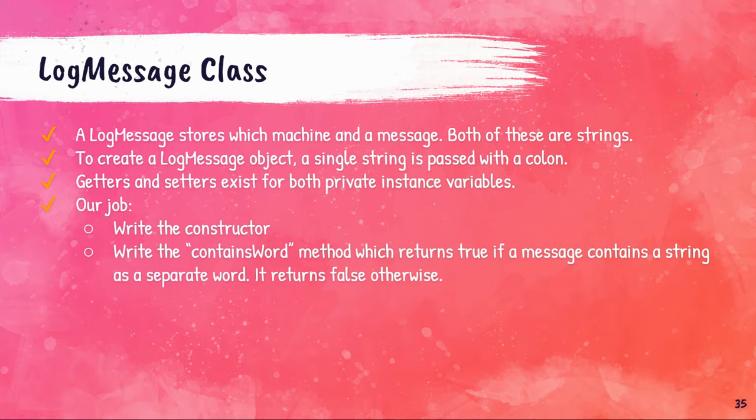All right, the last one. This is from a pretty recent test. This was the 2016 exam. Pretty recent, 4 years ago. And in that case, what they're doing is they have this message thing that's going on. So a log message stores a type of machine and a message. Those are both strings. We're going to be writing the constructor for that.